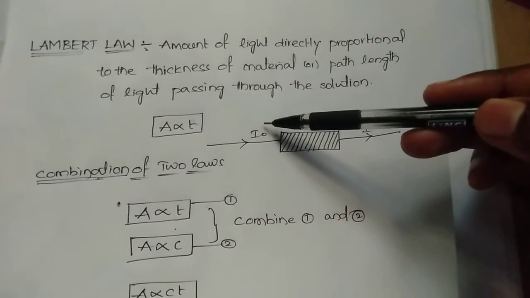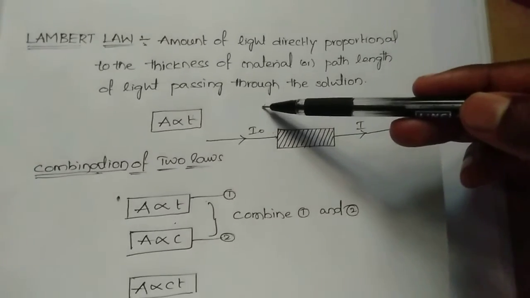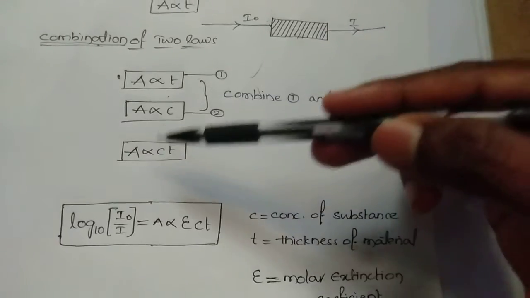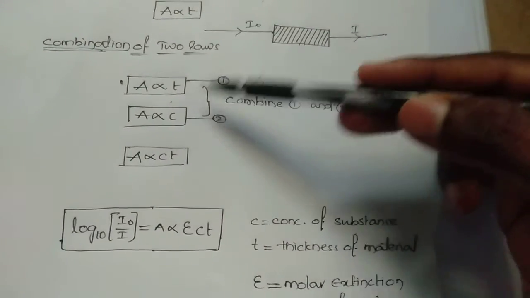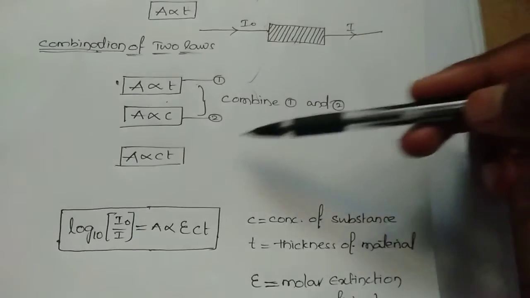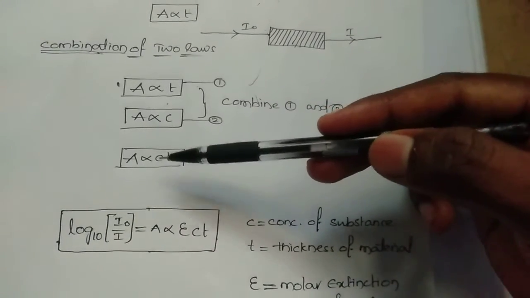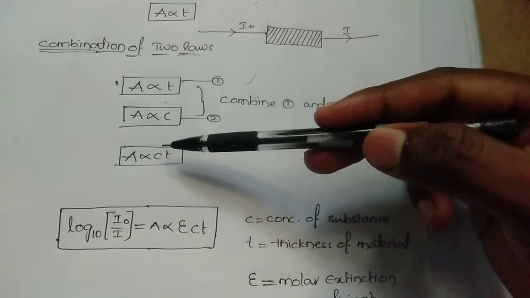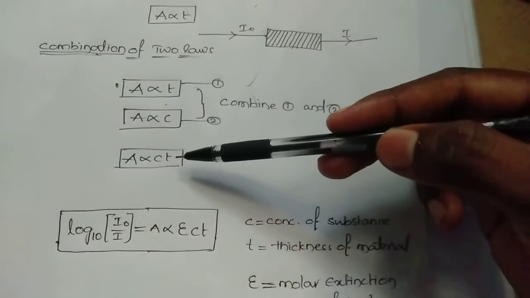Okay, by combining Beer's law and Lambert's law, we get A is directly proportional to T, and A is directly proportional to C. The first is Lambert's law and the second is Beer's law. By combining these two laws, we get A is directly proportional to Ct. C means concentration of the substance, which is Beer's law, and T is thickness of the substance, which is Lambert's law.